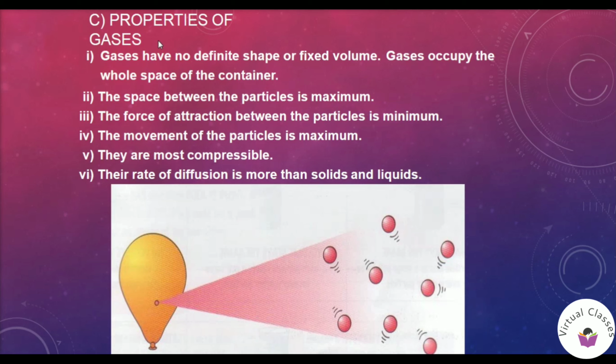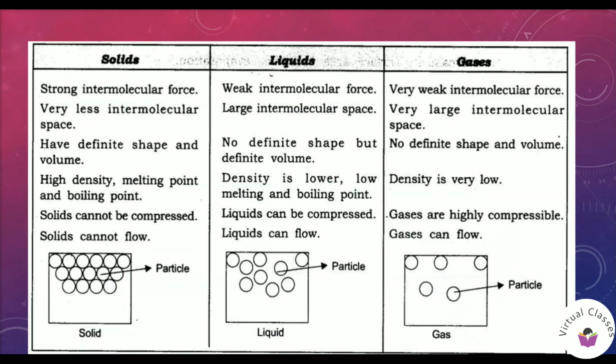Lastly, properties of gases. Gases have no definite shape or fixed volume, as you can see in the figure. Gases occupy the whole space of the container. The space between the particles is maximum. The force of attraction between the particles is minimum. The movement of the particles is maximum. They are most compressible. Their rate of diffusion is more than solids and liquids.